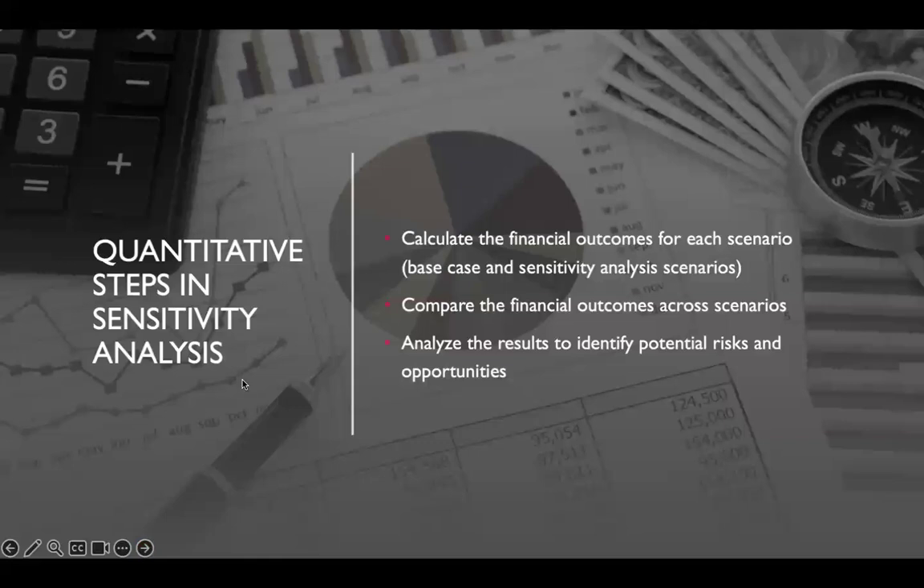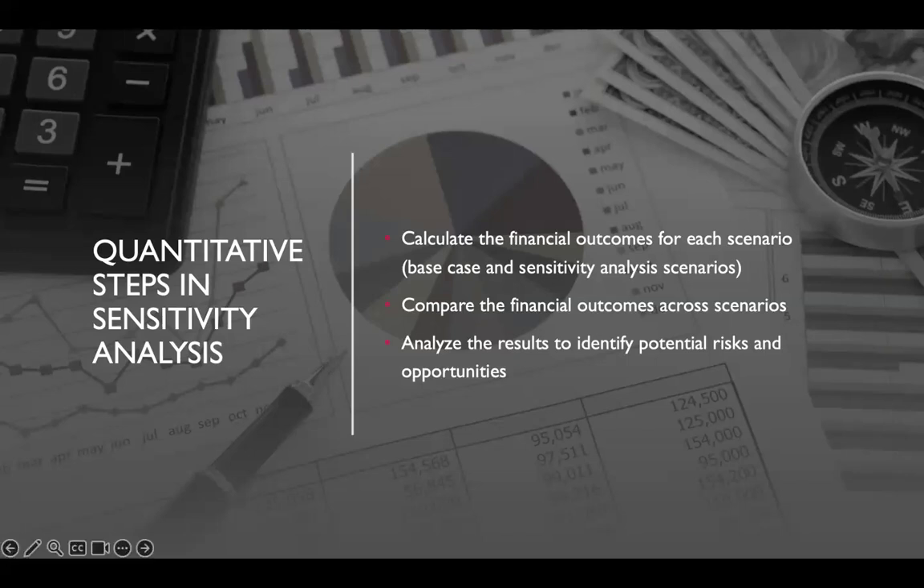So this next step is the quantitative steps in the sensitivity analysis. Once we have identified the key variables and their potential ranges, we can begin calculating the financial outcomes for each scenario. This may involve using financial modeling software or conducting manual calculations. Once we have calculated the financial outcomes, we can compare them across scenarios to identify potential risks and or opportunities.